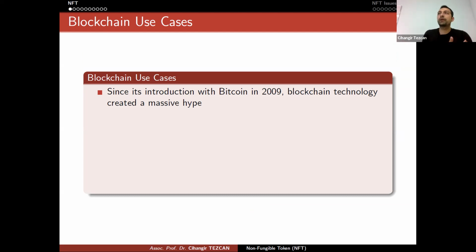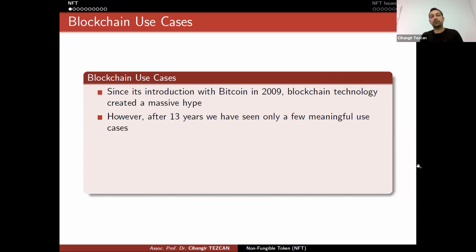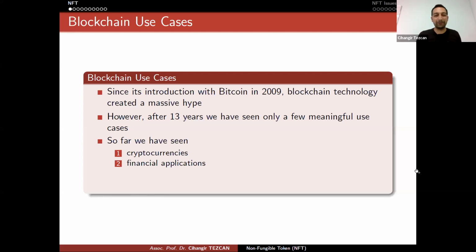So people thought that there will be a lot of applications. We will use blockchains everywhere. A lot of companies contacted me. They told me that they wanted to use blockchain in their company. And I asked them why they wanted to, and they said that they don't know anything about it, but since it is a hype, they want to be included. So a lot of people want to use blockchains, but after 13 years, we have seen only a few meaningful use cases. So this is one of the bad things about blockchain, let's say.